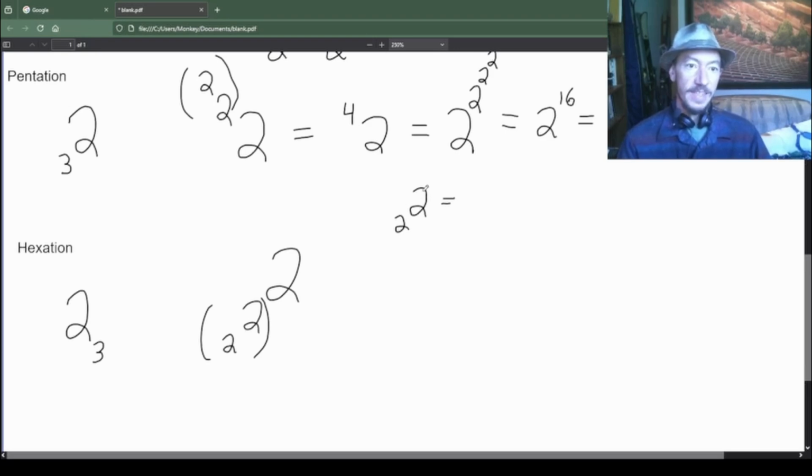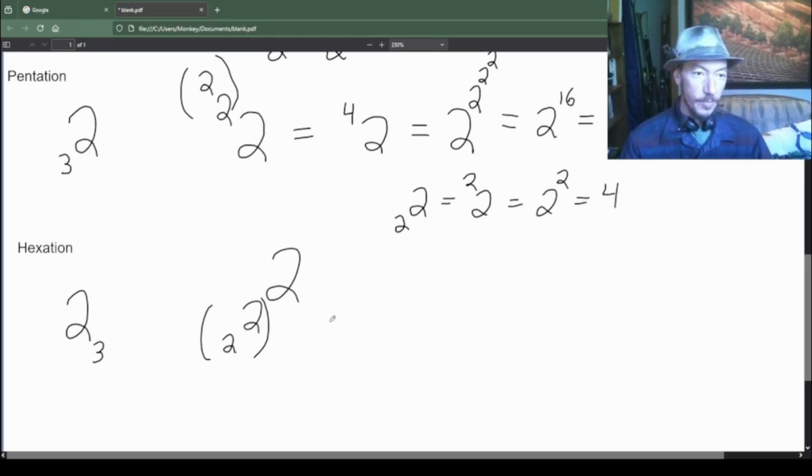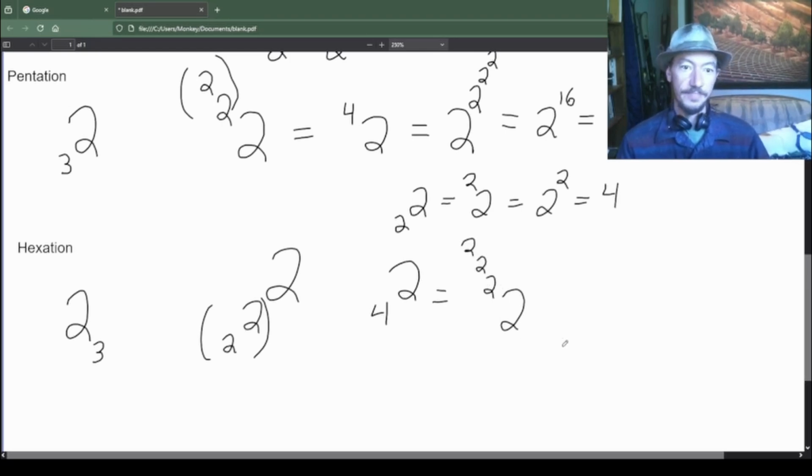So what does this mean? This means a tetration tower of size 2. What does that mean? An exponentiation tower of size 2. So that's going to be 4. That's just this little piece down here. So I solved inside this parentheses is 4. So now this is 2 pentated to 4. So what does that mean? That means 2 tetrated to itself 4 times.